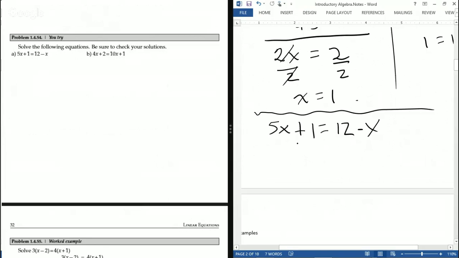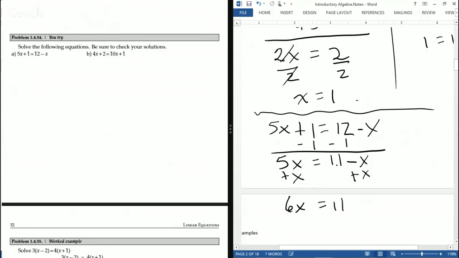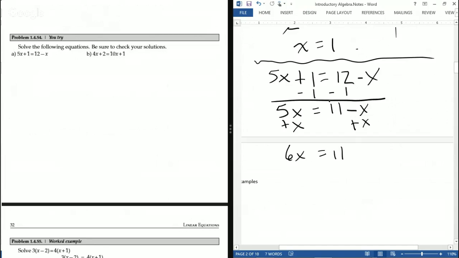Subtract 1 from both sides this time. I'm actually going to get rid of my minus 1 first. Again, it does not matter. I have just 5x on this side equals 11 minus x. Not quite done. Now what I have to do is add x to both sides. Okay? When I add x to both sides, I end up with 6x equals 11. And now I can just divide both sides by 6.